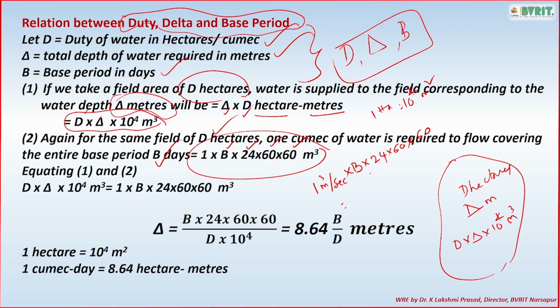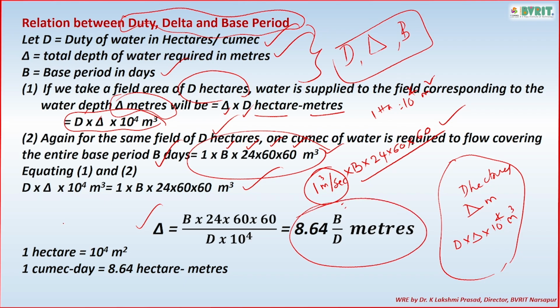So this one is nothing but 1 meter cube per second. With 1 cubic of water, we are supplying it for B days. How much is the volume? So this is the volume. Naturally this volume and this volume both should be same. I equated both the things, then did the calculations. So then I finally got delta is equal to 8.64 B by D meters. So this is the relation between duty, delta and base period.